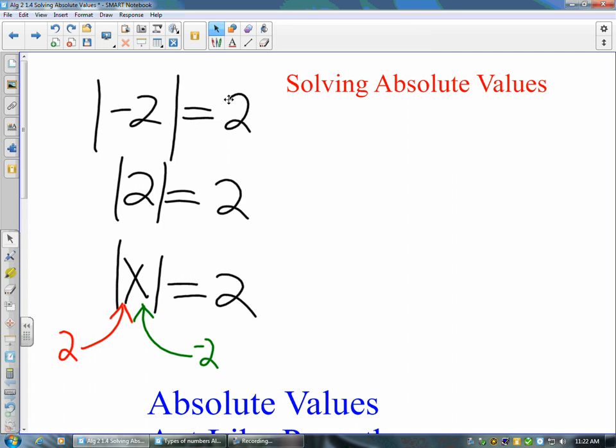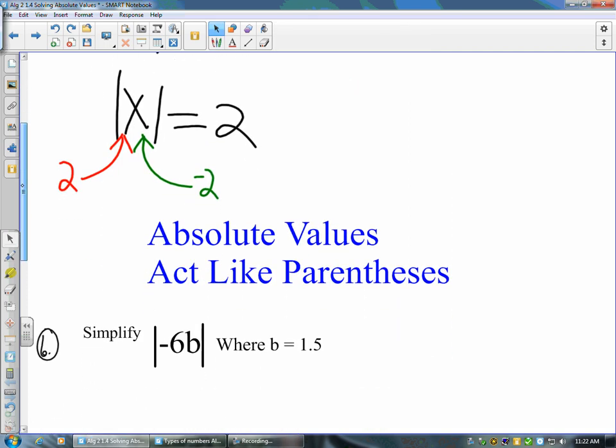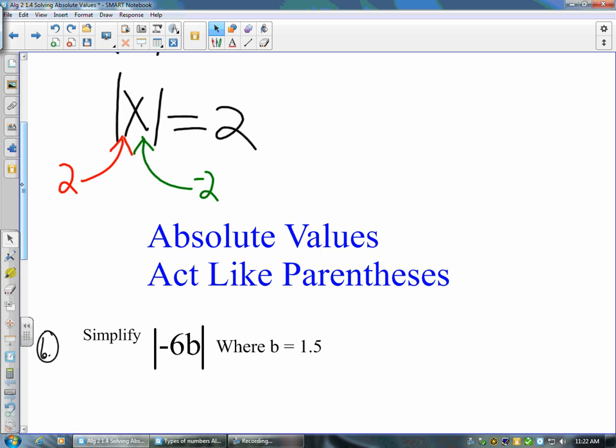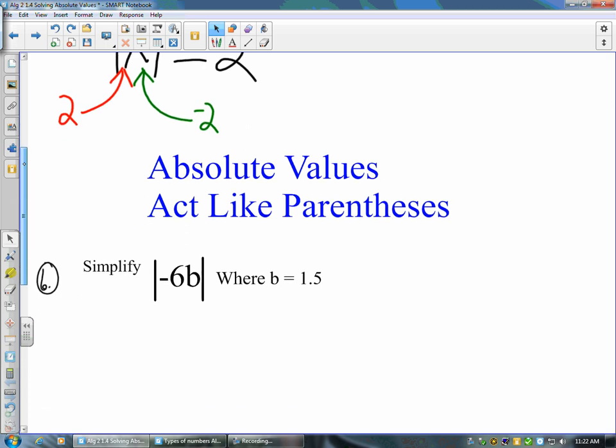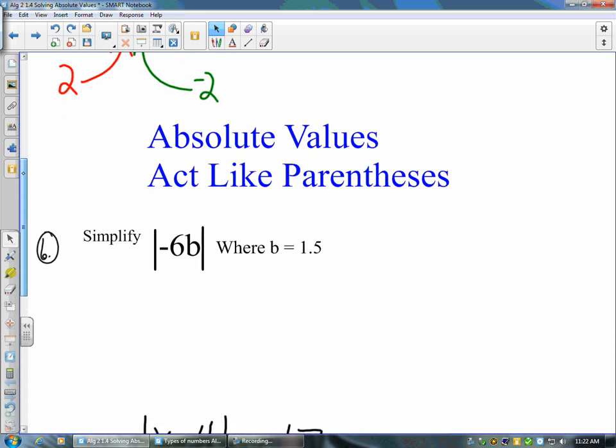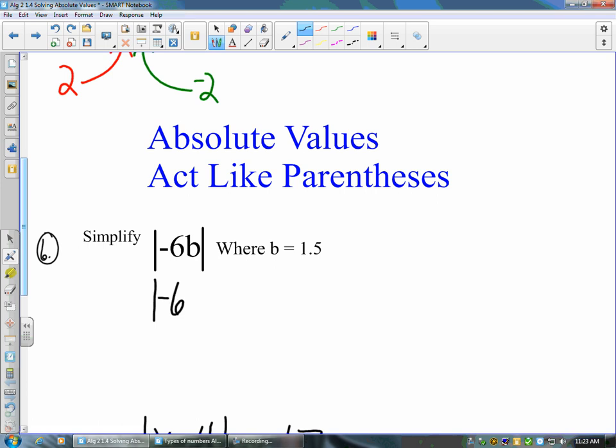The next thing that you'll probably want to know is that absolute values act like parentheses. So if the absolute values act like parentheses, then when you simplify them, you have to do the operations that are inside that absolute value before you actually start making things positive. So if they say simplify the absolute value of -6b, where b is 1.5, what you need to do is first put in the b. So b is 1.5.